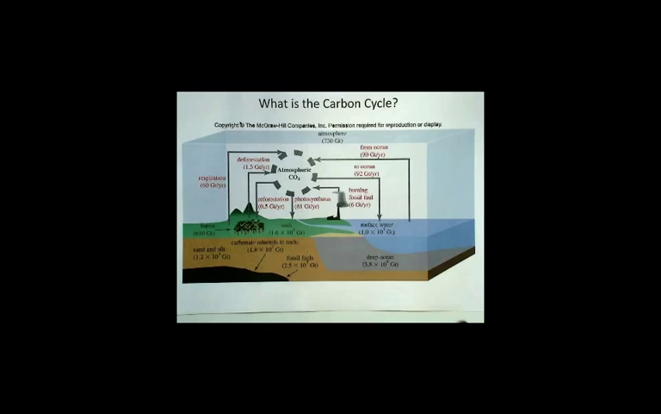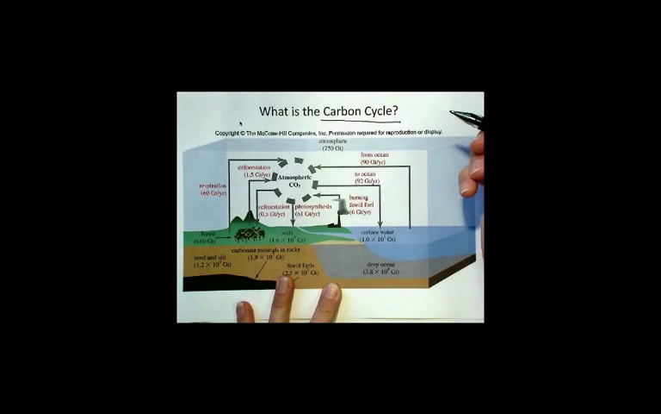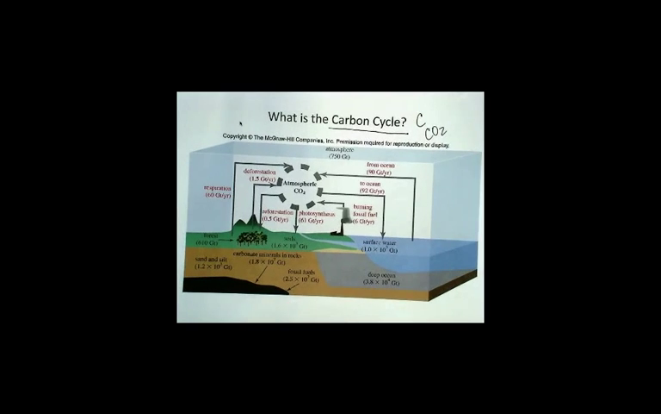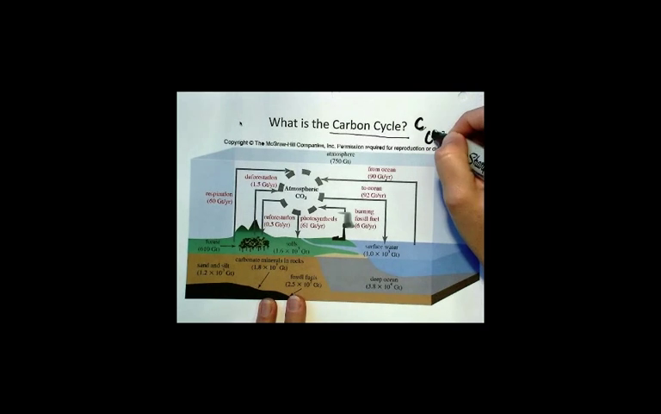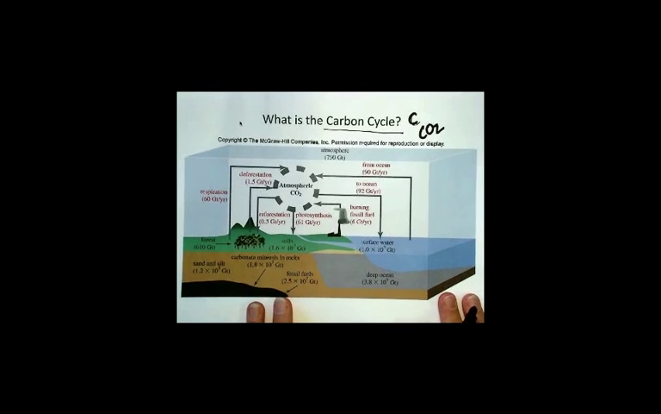When we talk about the carbon cycle, the first thing you have to distinguish is between elemental carbon and carbon dioxide. When people talk about the carbon cycle, they're talking about elemental carbon and how it cycles in and out of the, I'm using the wrong pen, how carbon dioxide cycles in and out and around through living and non-living systems.